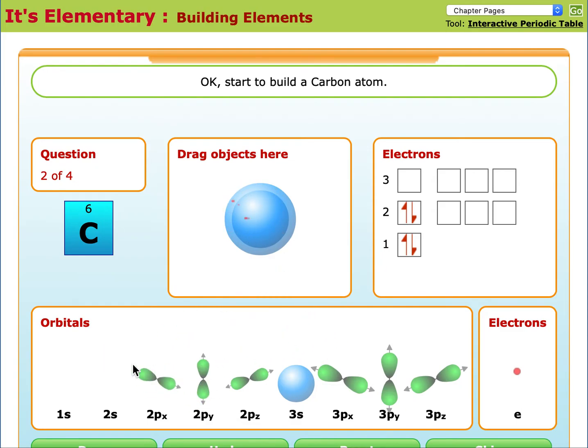But after my 2s, I have 2 more electrons to place. I've done 4 of the 6. And I know now that I need to put 2 into my 2p.